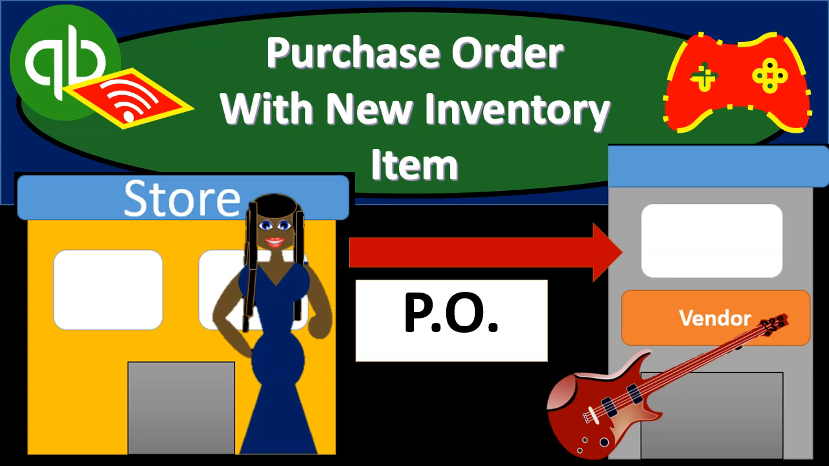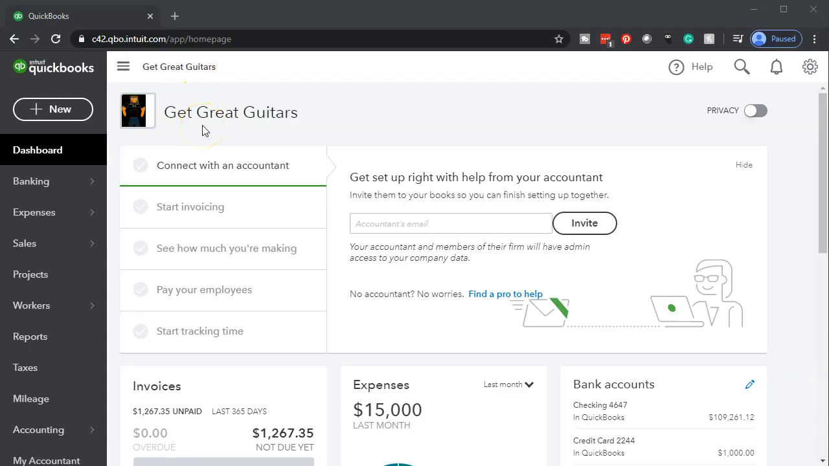In this presentation, we will enter a purchase order and add a new vendor as well as a new inventory item as we do so. Let's get into it with Intuit's QuickBooks Online. Here we are in our Get Great Guitars file.